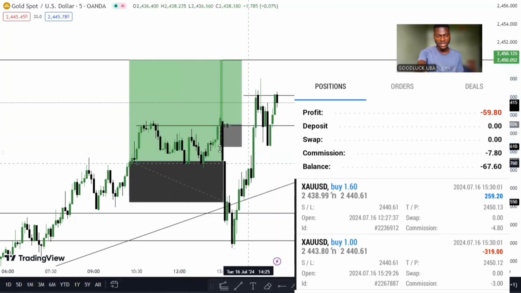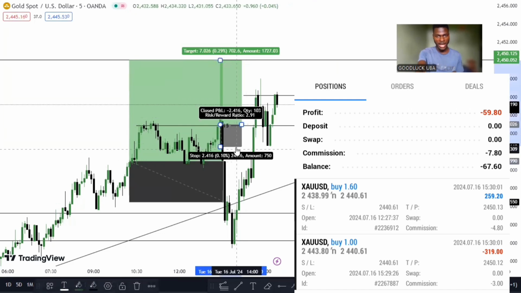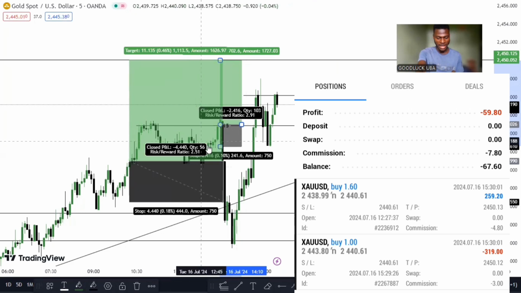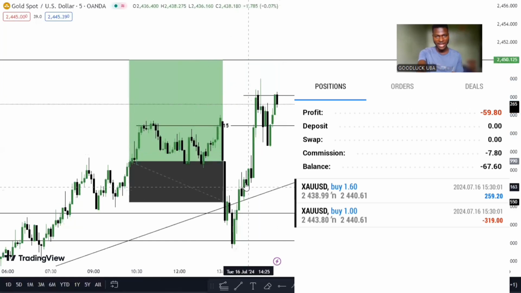After I did that, this other position, you see, is on a loss of 319.00 USD. I hit stop loss here. So eventually we can say I hit break even on this trade. Although price didn't go in the direction I wanted, that was just what happened on the trade.